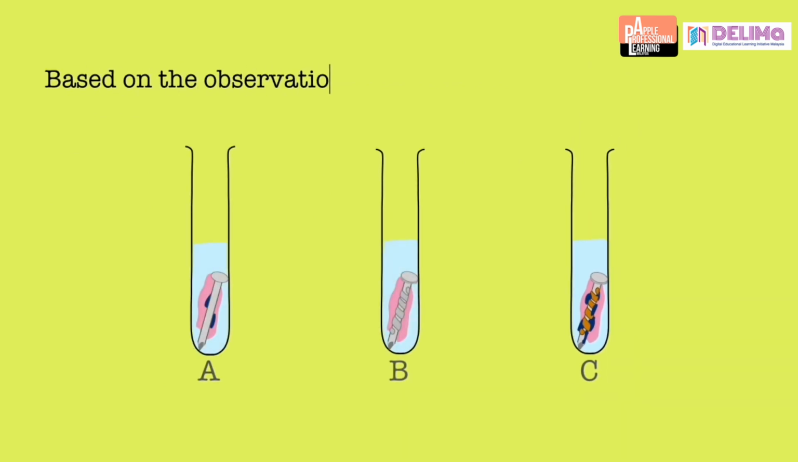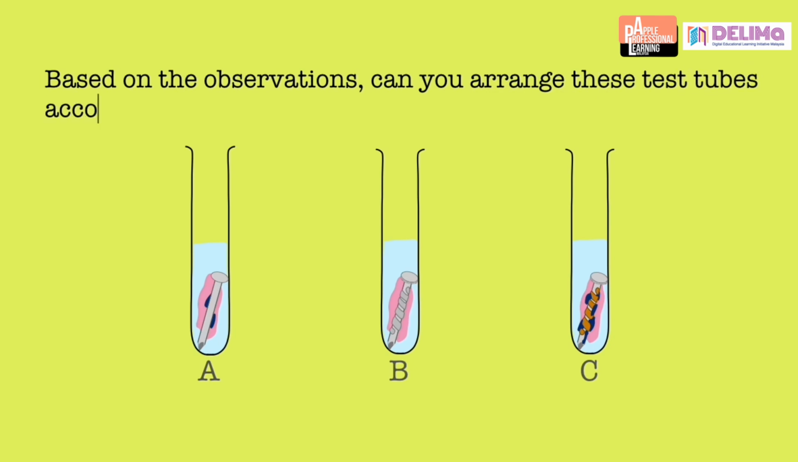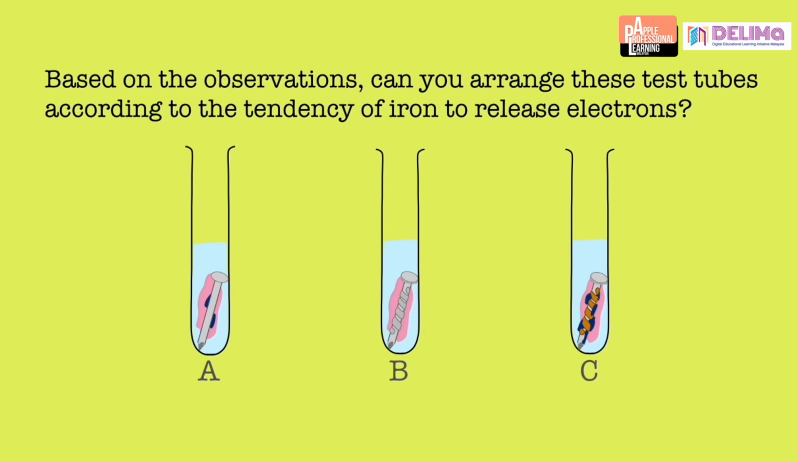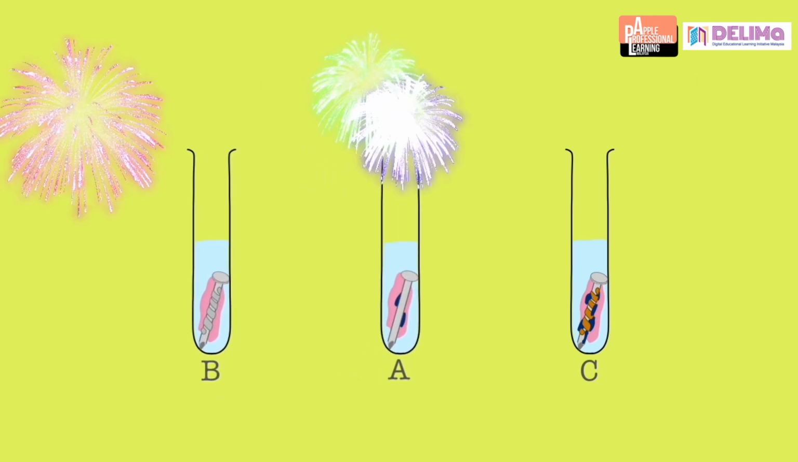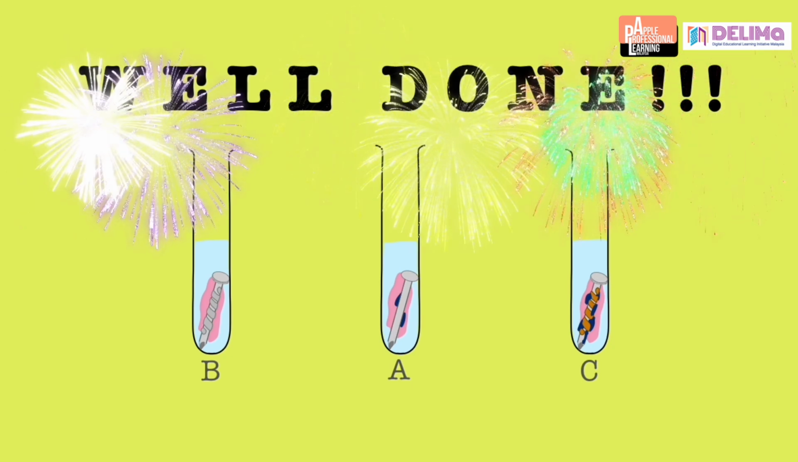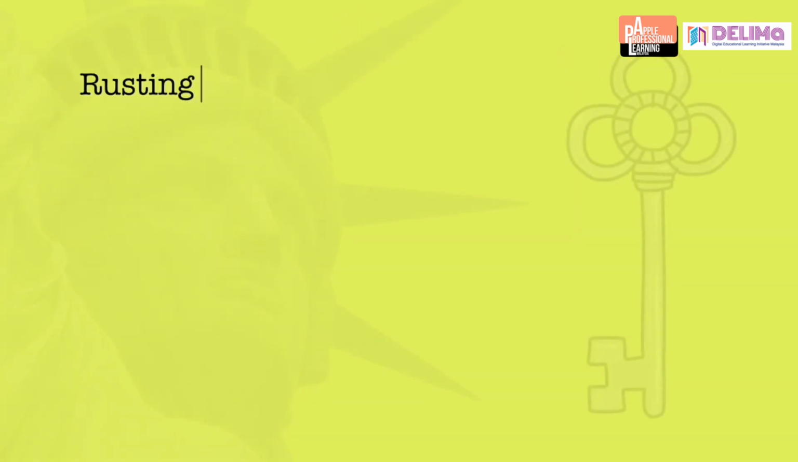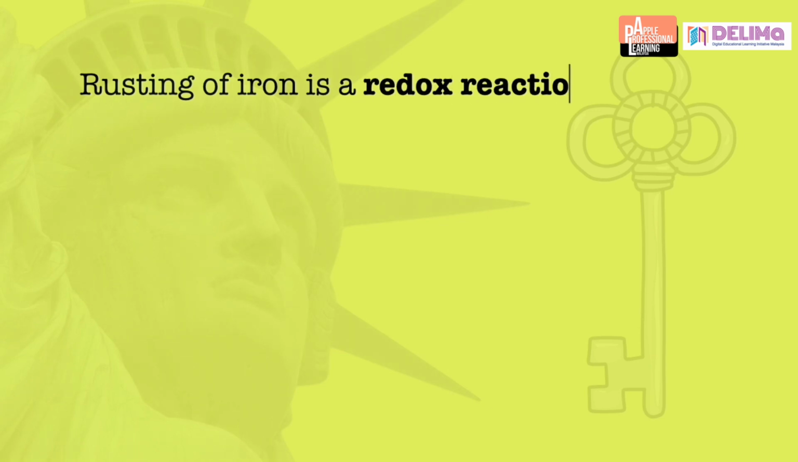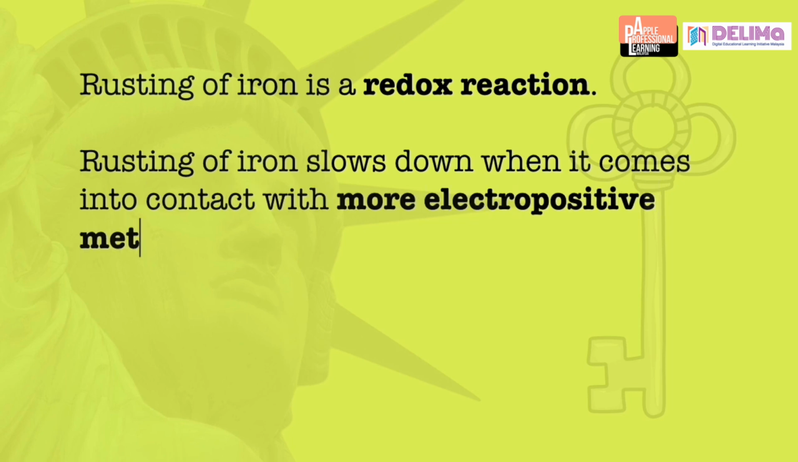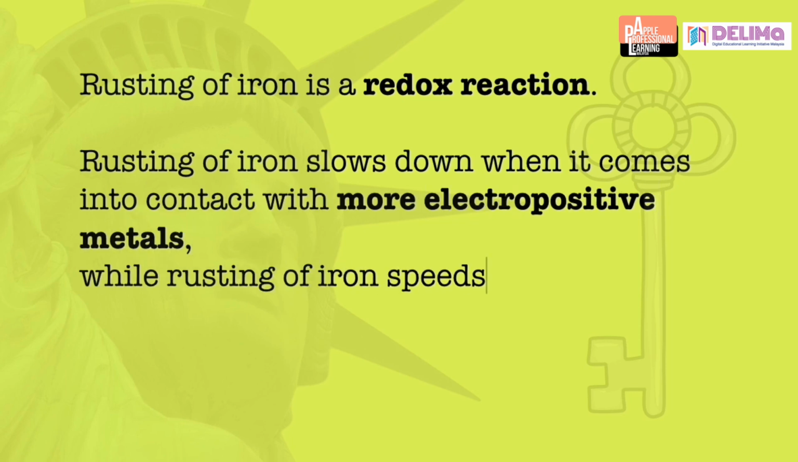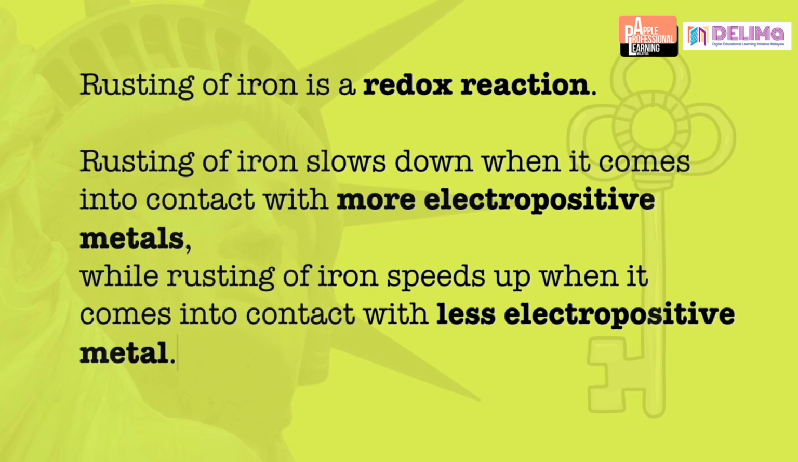Based on the observations, can you arrange these test tubes according to the tendency of iron to release electrons? Yes, correct. Well done. In conclusion, rusting of iron is a redox reaction. Rusting of iron slows down when it comes into contact with more electropositive metals, while rusting of iron speeds up when it comes into contact with less electropositive metals.